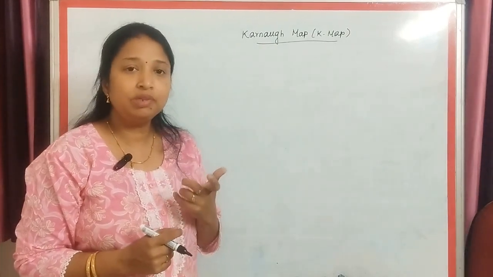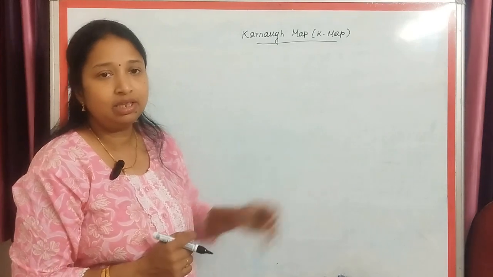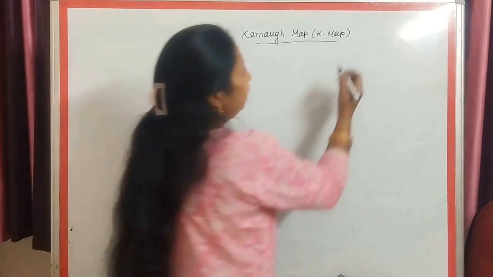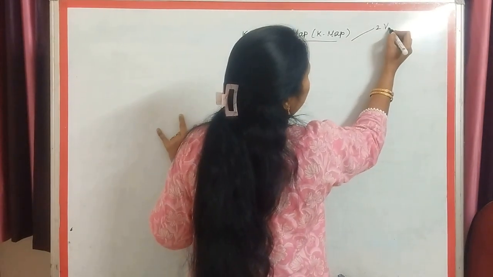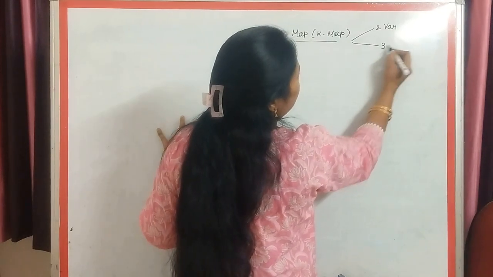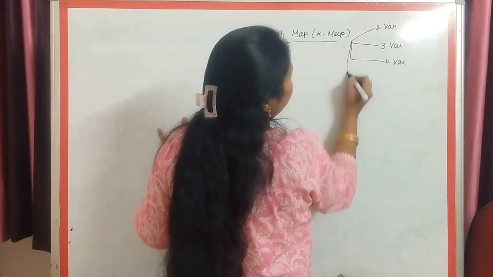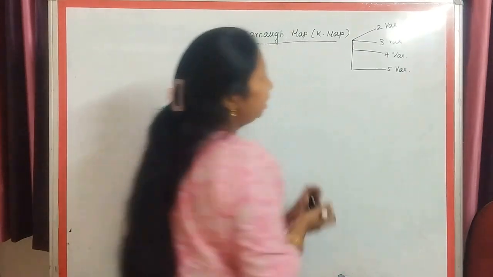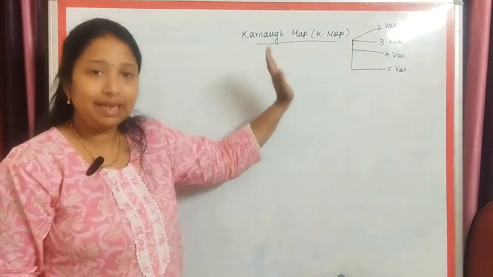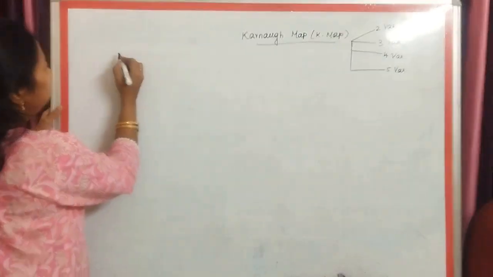Based on the number of variables in your Boolean function, we'll be classifying the K-map into different categories. Like it can be classified as 2-variable Karnaugh Map, 3-variable Karnaugh Map, 4-variable Karnaugh Map, and 5-variable Karnaugh Map. We'll be studying about every single block in detail. Let's start with 2-variable.